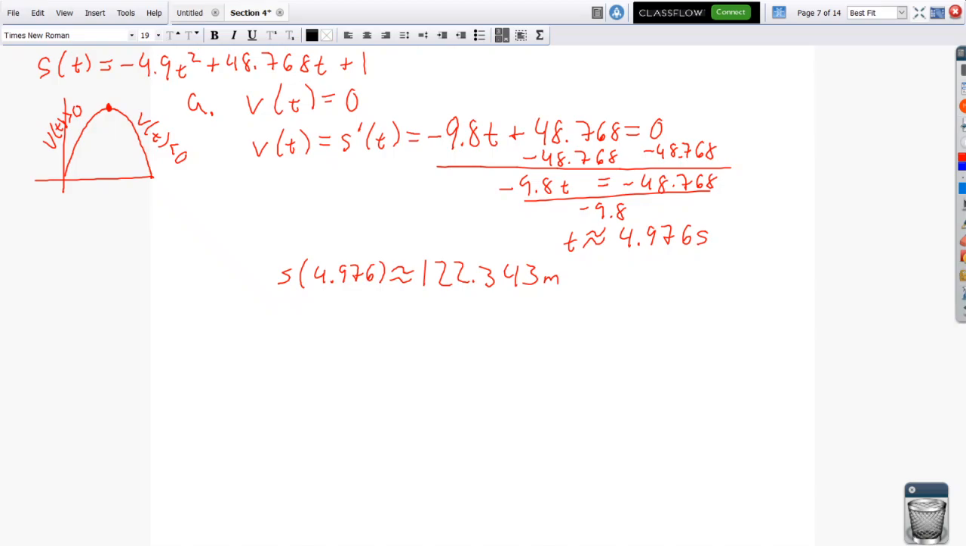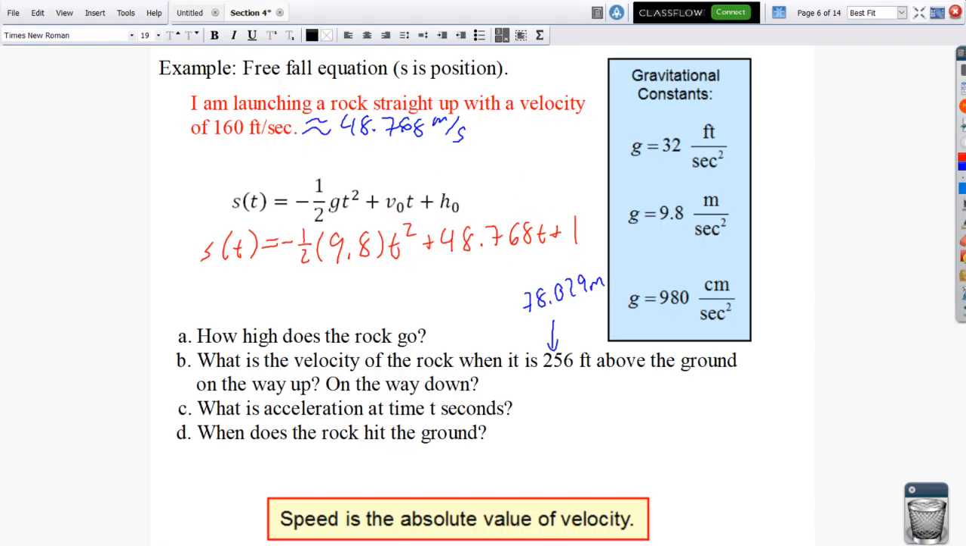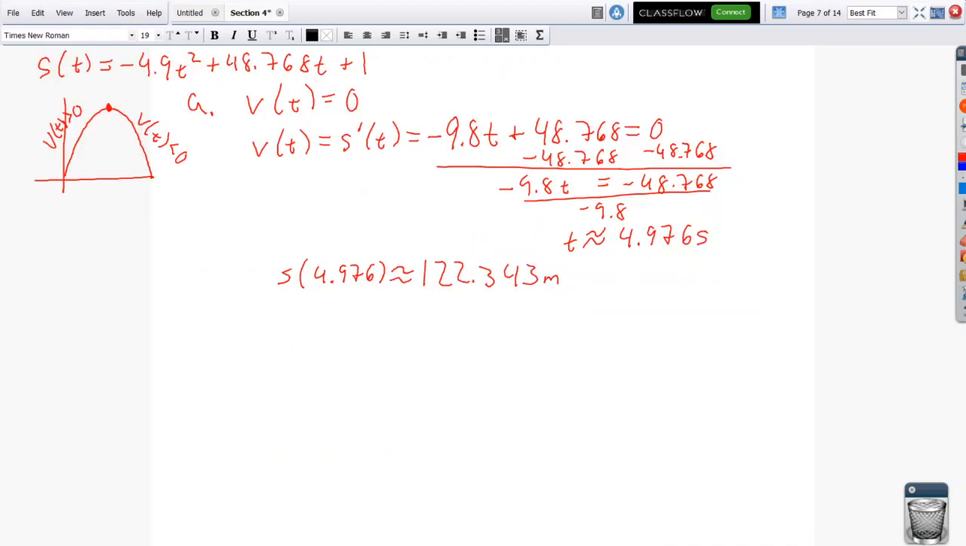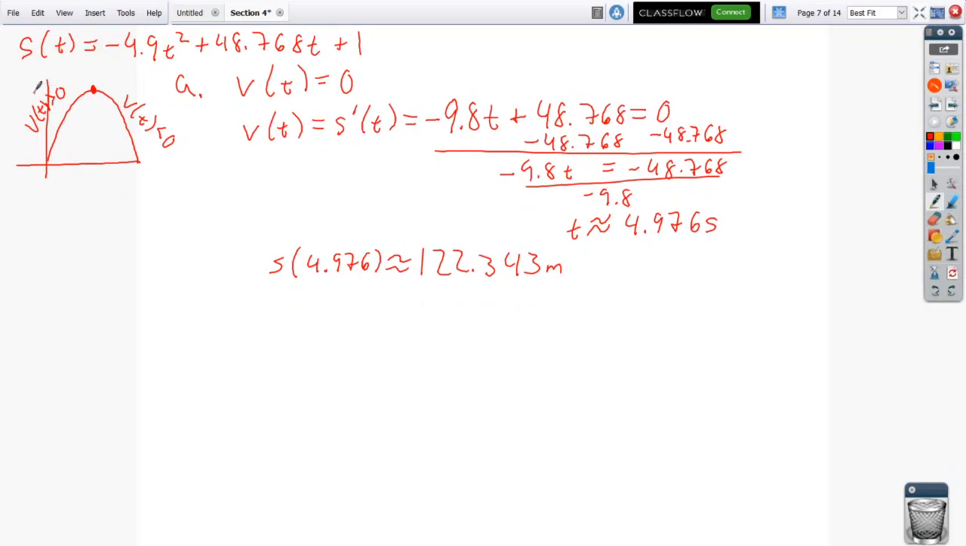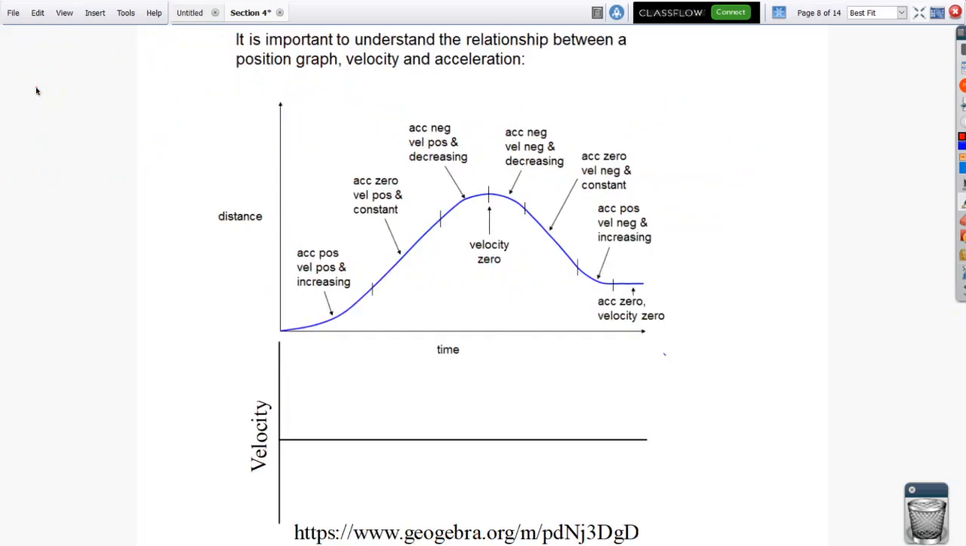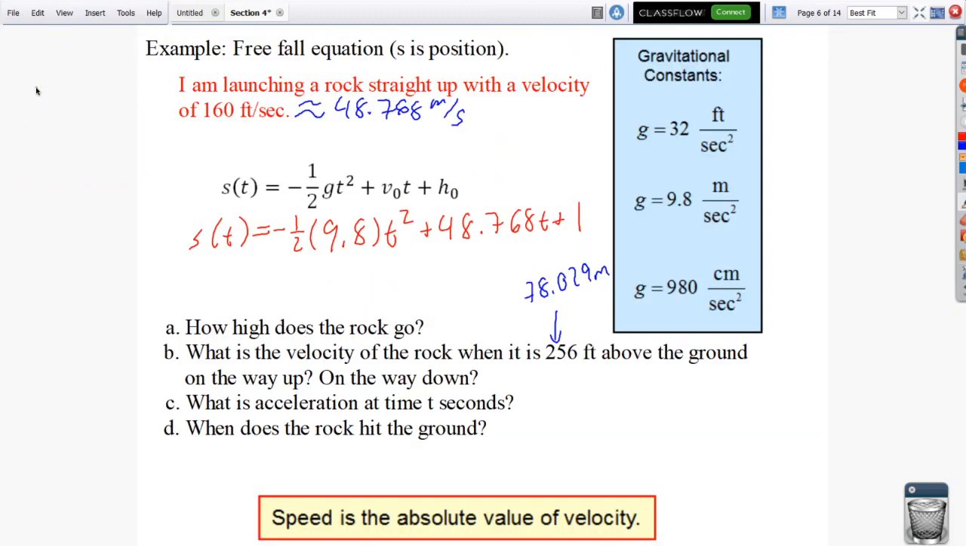And let's look at what other questions we wanted to answer here. What was part B? Part B, what is the velocity of the rock when it is 256 feet above the ground on the way up? What about on the way down? Well, okay, we now know that the total height here was, let's just call that 122 meters, right? We now want to know what is the velocity at 78.029 meters.